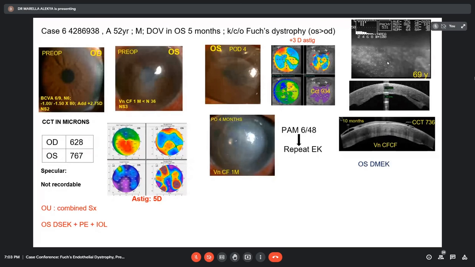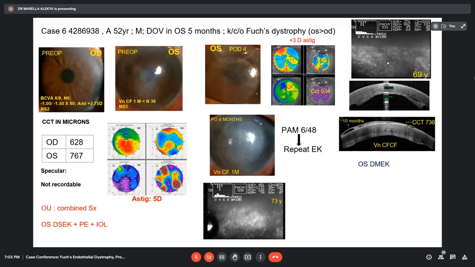Go ahead. OS DMEK was done. This is a specular image of the donor cornea. Donor was 73 years old, phakic, and cell density is 2079 per mm square. Hexagonality is 47% and CV is 39.